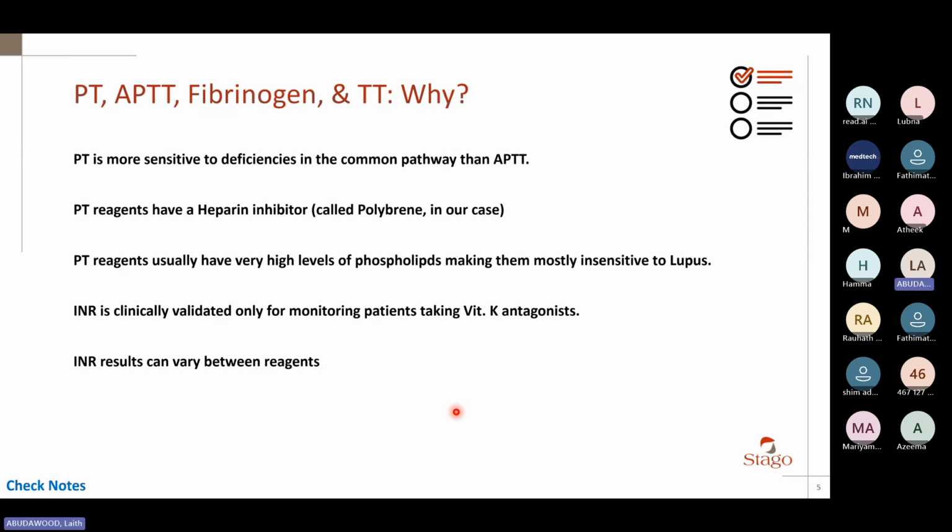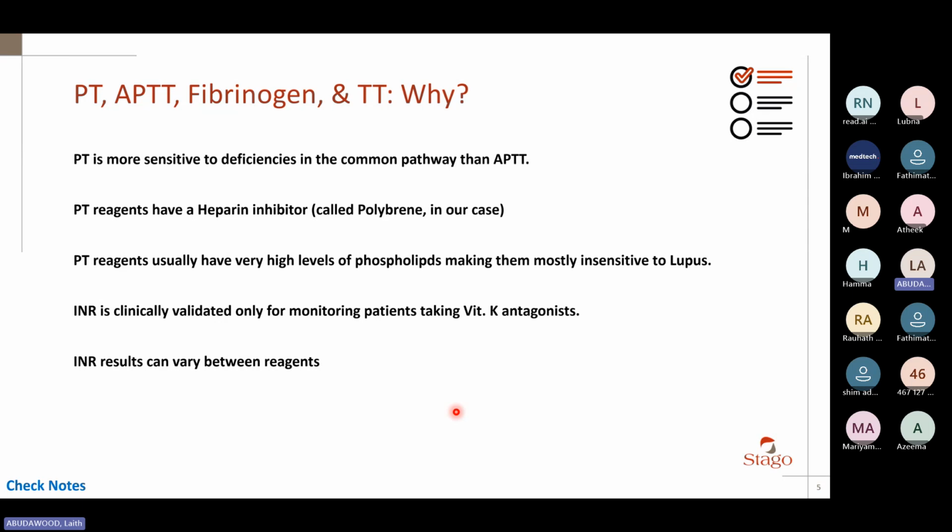One very critical difference as well is that PT is not sensitive to heparin. Why? Very simple, because manufacturers put a heparin inhibitor in PT reagents. If you are interested in knowing why, please note this down. I can discuss it with you at the end, because it gets a little complicated, and I don't want to waste the time talking about this point now. But PT reagents in general are not sensitive to heparin. APTT reagents in general are sensitive to heparin to varying degrees of sensitivity. We'll cover this point.